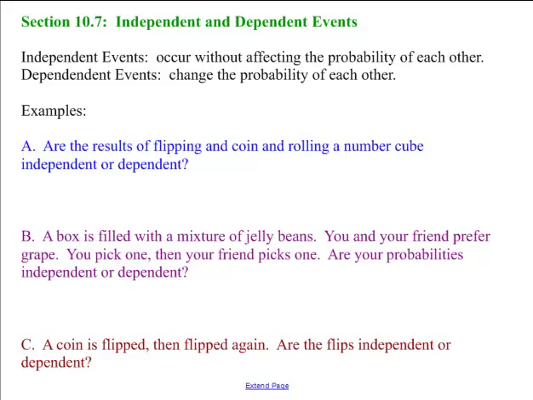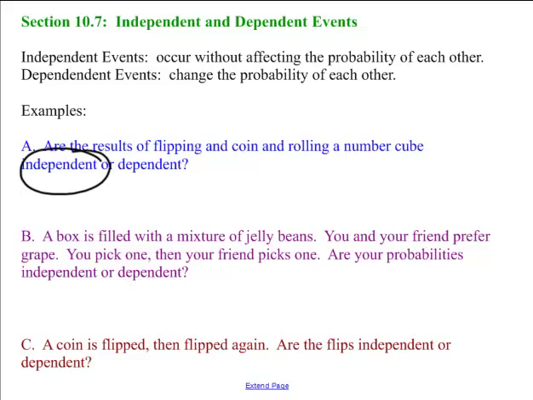So here's some examples. Are the results of flipping a coin and rolling a number cube independent or dependent? Well, on a coin you can get heads or tails, and on your number cube you can obviously get 1 through 6. It does not matter what you get on your coin, you still have options 1 through 6. And it doesn't matter what you get on your dice, you still have heads or tails to choose from the coin. So this is independent of each other.